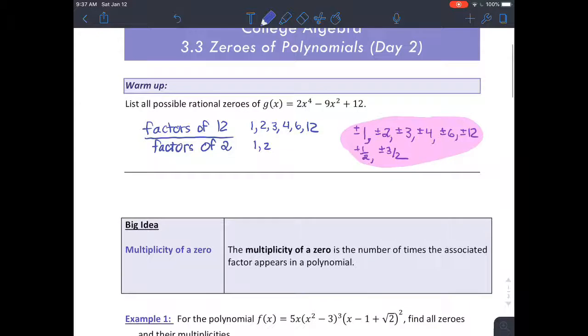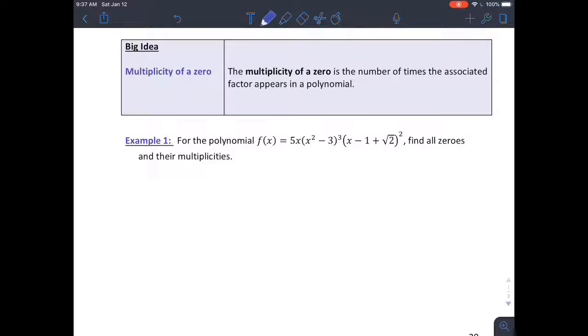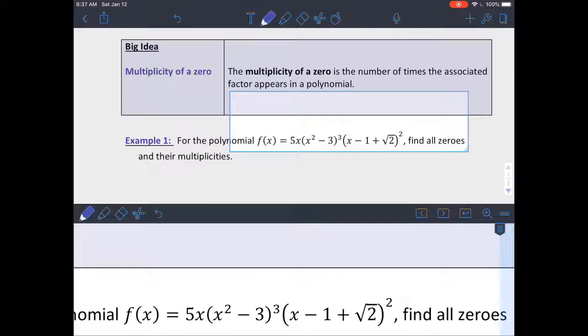In terms of new stuff, we're going to be looking at what's called the multiplicity of a polynomial, or multiplicity of a zero, sorry. It's basically, if you have your polynomial in factored form, the number of times the factor appears in your polynomial. So say you've got this polynomial.